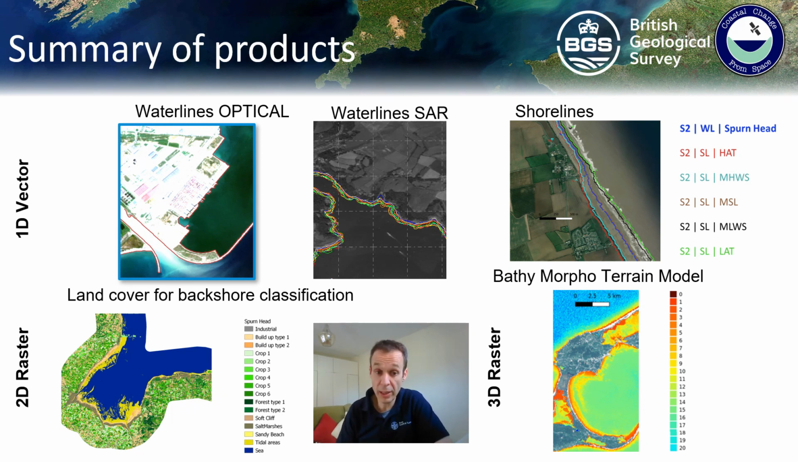Of course, when you're looking at other products, for example, the 3D bathytopo morpho-terrain model, in places where the water quality is not that clear, then you might also want to have, in addition to the bathymetry, some metadata indicating which pixels you are confident that you are actually picking the depth, or which pixels you are picking something else like a cloud of suspended material.